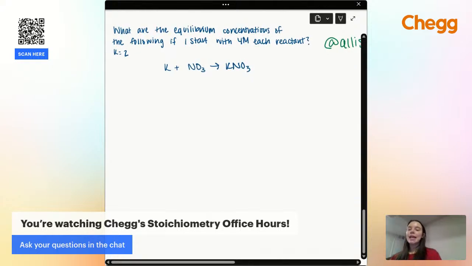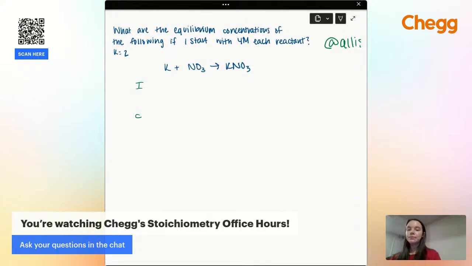So for this, we need an ICE table. ICE stands for initial, change, equilibrium. We want to find the equilibrium concentration, so that equilibrium row is super important. Actually, the first thing we do, that I always forget and that's cost me a lot of points on tests, is balancing that chemical equation. This one's super easy to balance, so I gave y'all a break: 1 K, 1 K, 1 NO3, 1 NO3. So this is already basically balanced for you all.